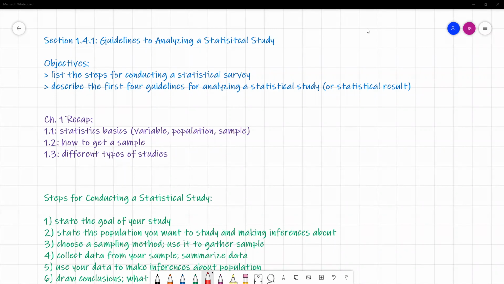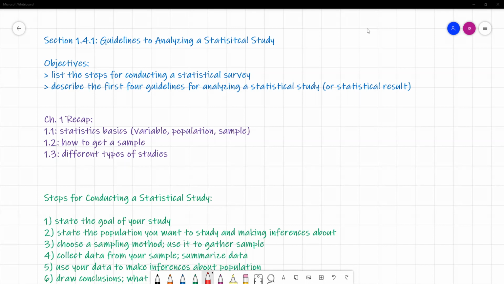and then we're also going to describe the first 4 guidelines for analyzing a statistical study or a statistical result, okay? Because a lot of the times when you consume media, like on social media or in the news, you're going to get lots of statistical results. And so this can also apply to things you see or hear in your daily lives, okay?